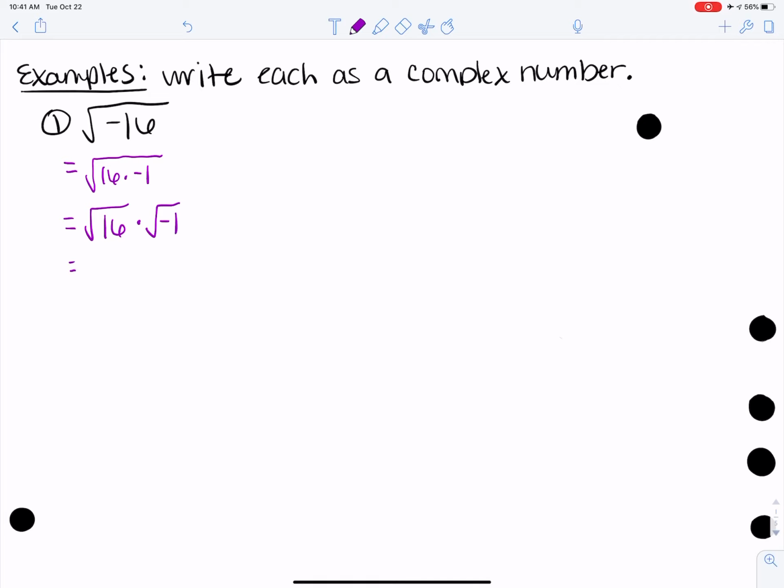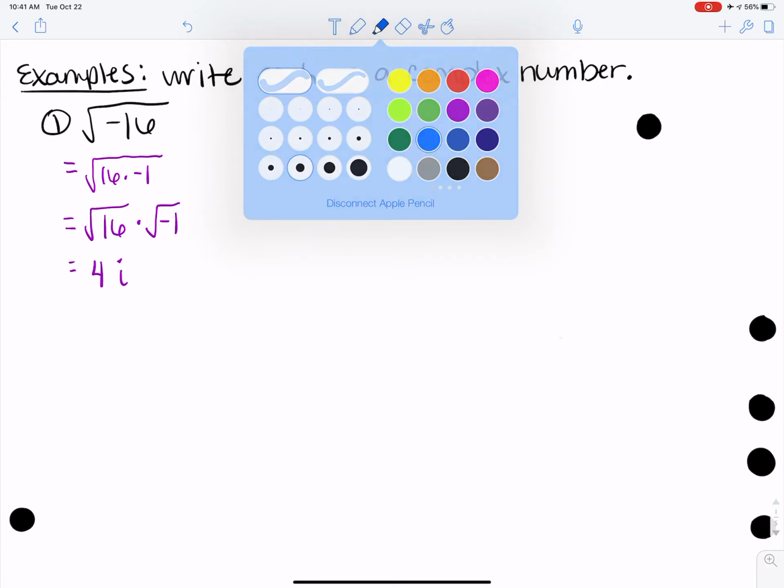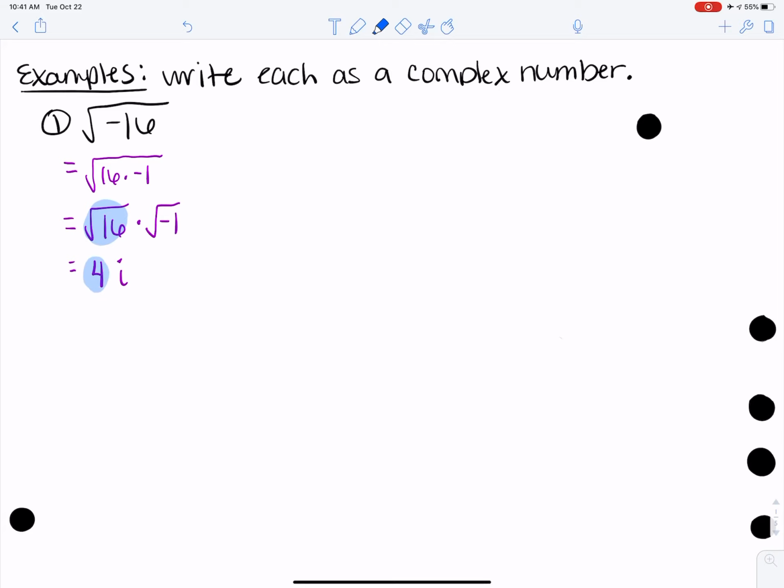And you already know what the square root of 16 is. The square root of 16 is 4. And the square root of negative 1, that part is i. So again, the square root of 16 equals 4, and the square root of negative 1 equals i.